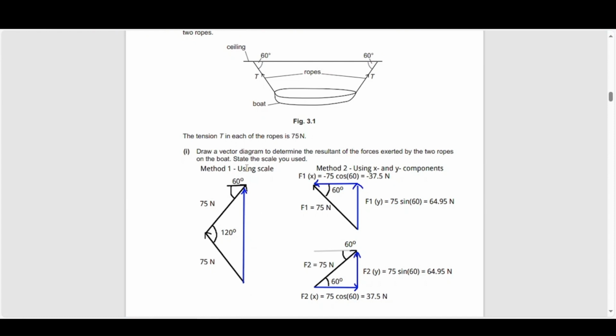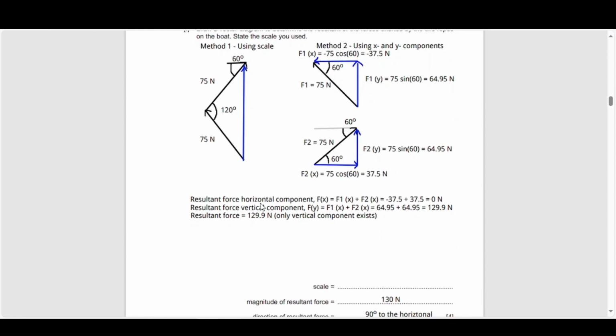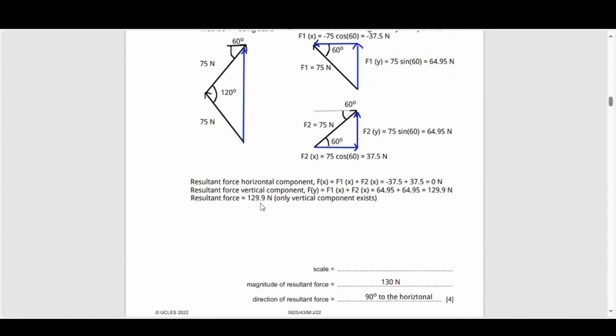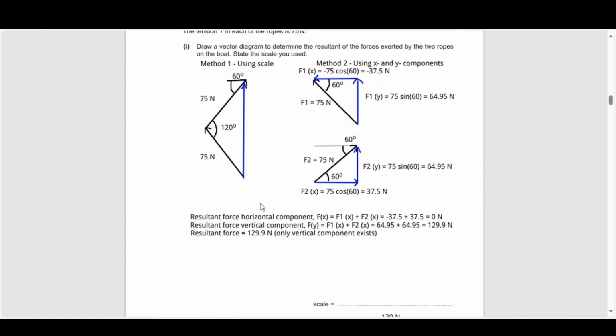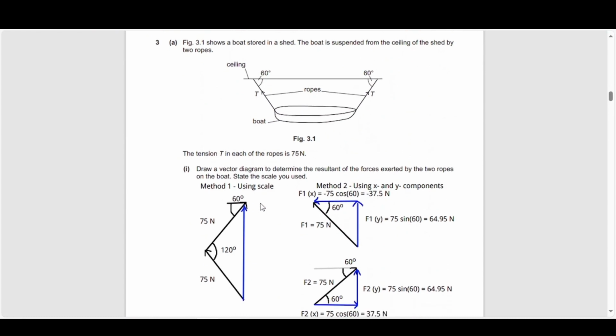Once you've drawn the vector triangle properly, you can measure the length of this blue arrow, and that would give you the value of the resultant. And they would also ask you for the angle. So typically you've got a direction and a magnitude. Again, in this particular case, it's just pointing vertically straight.